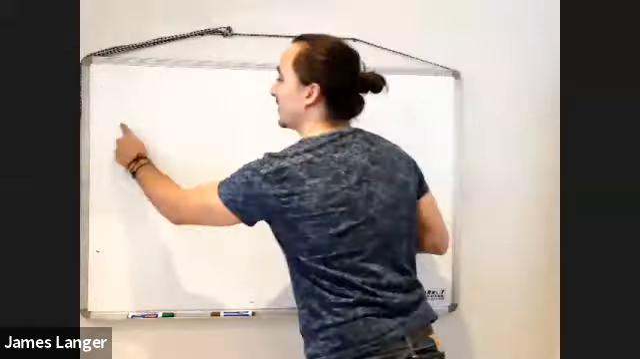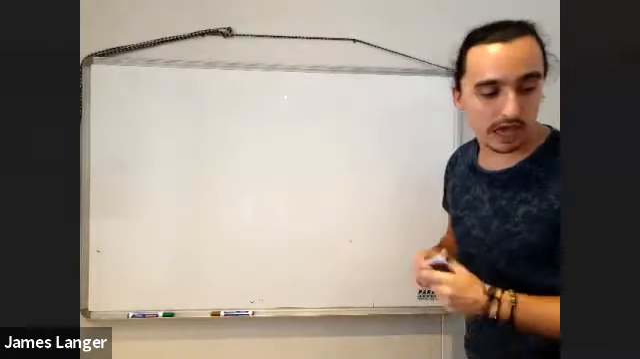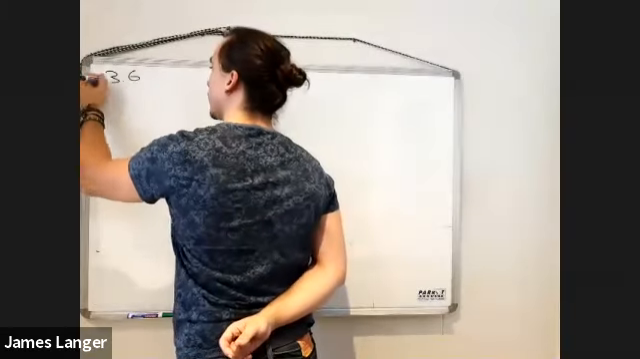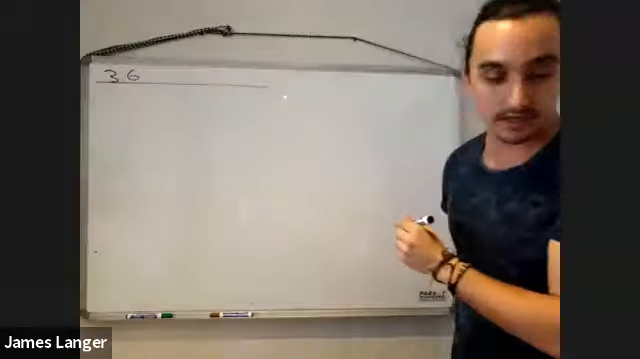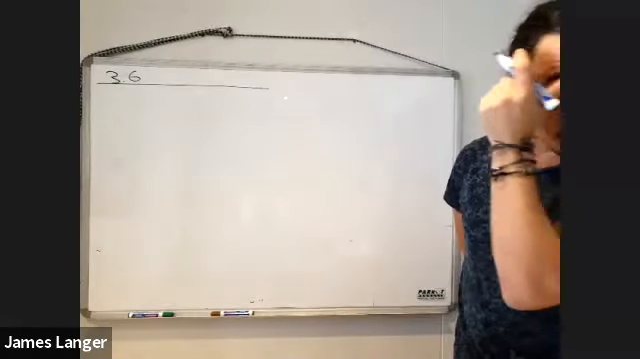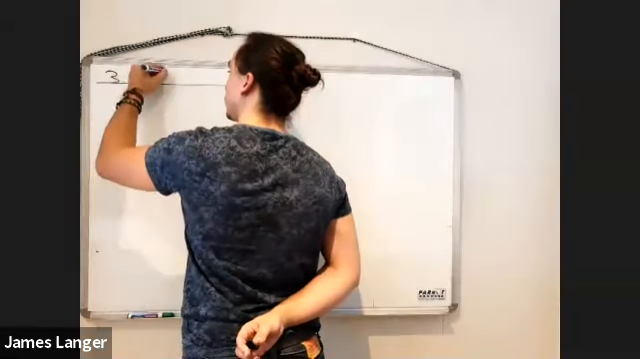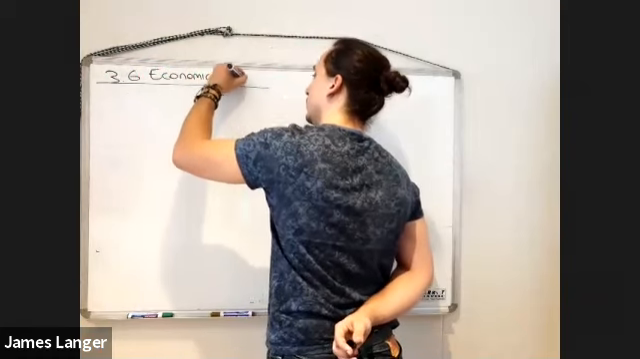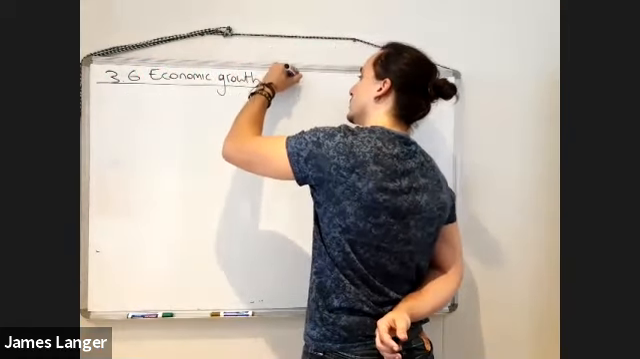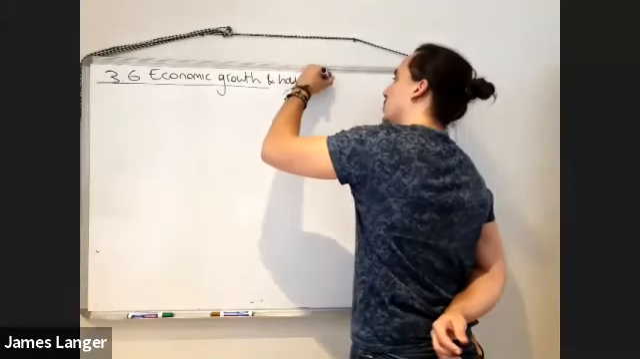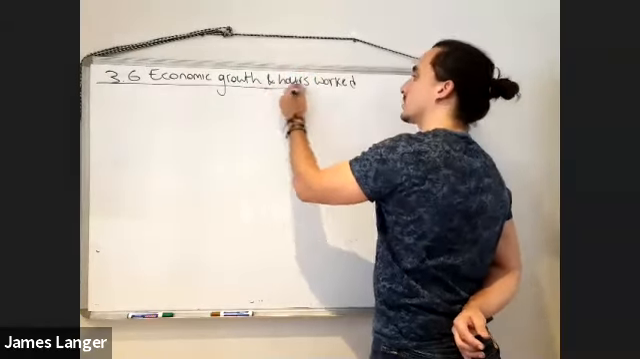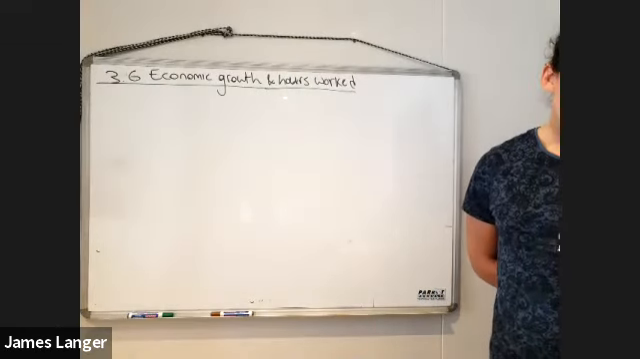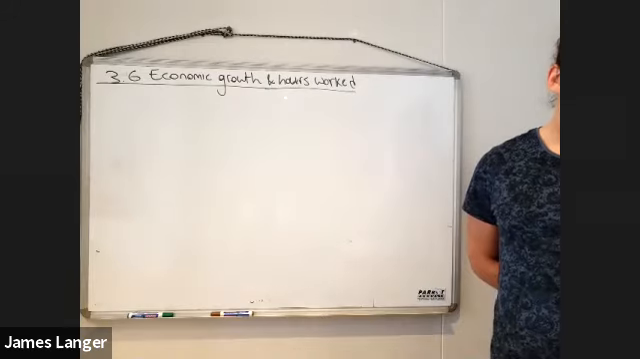Okay, so we are going to move on now. We're going to talk about 3.6, which is economic growth and hours worked. Okay, so what are we looking at when it comes to economic growth and hours worked?